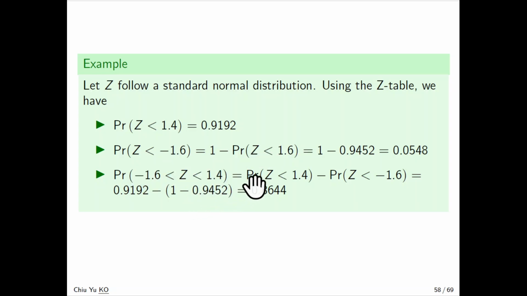Okay, in that case you can divide it into two parts, right? You can have less than 1.4 and minus less than 1.6. Okay, and this comes from the z table again, which will give you the answer.